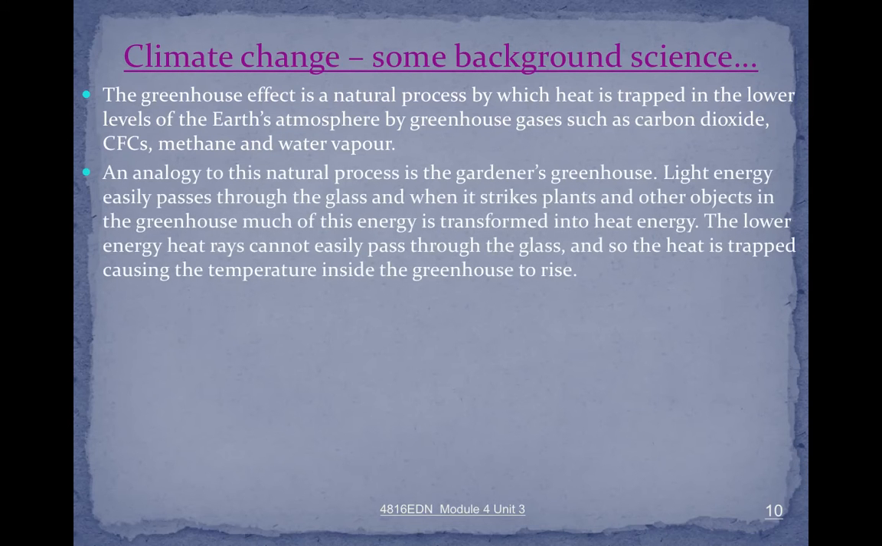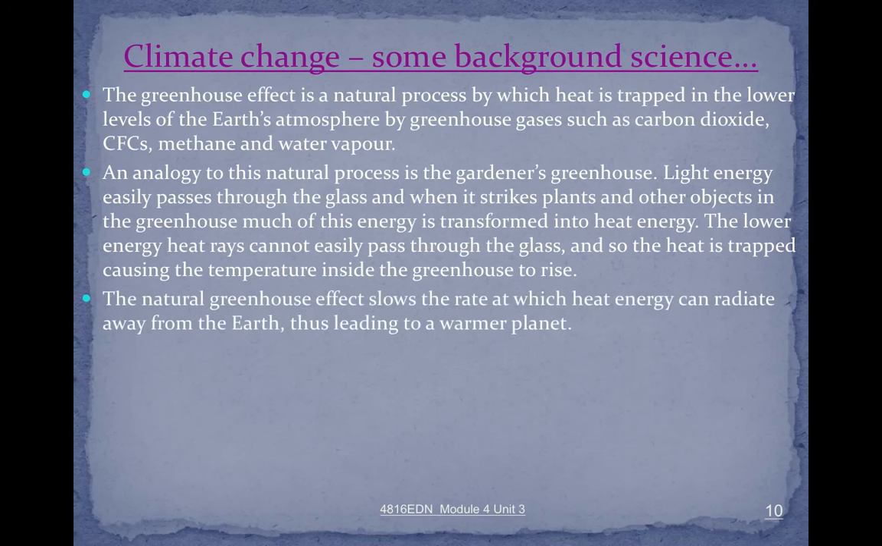So you can think about an analogy to this as a gardener's greenhouse. So the light energy can easily pass through the glass, and when it strikes plants or any other objects, much of this energy is transformed into heat energy. And the lower energy heat rays cannot easily pass through the glass, so the heat is trapped, causing the temperature inside the greenhouse to rise. So that's very similar to what happens in our atmosphere.